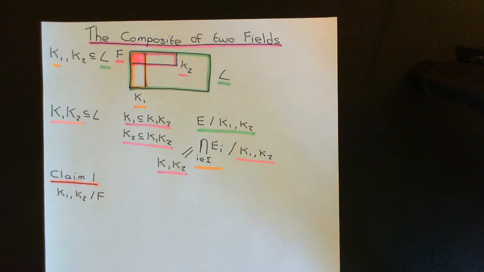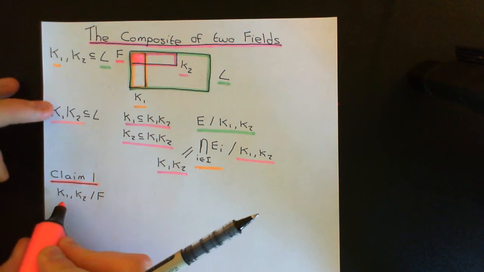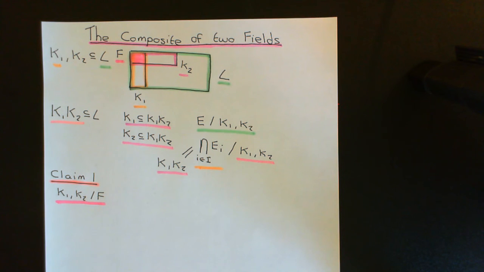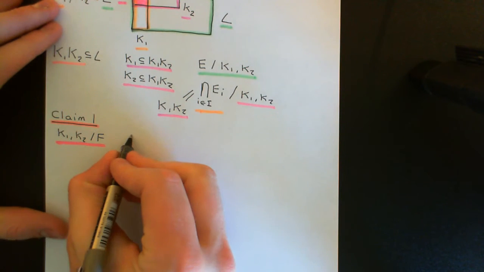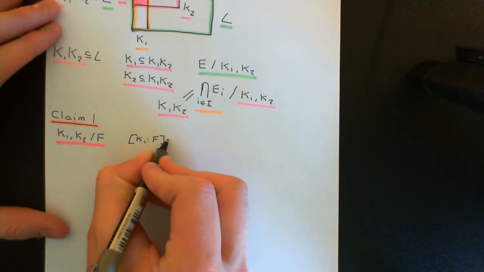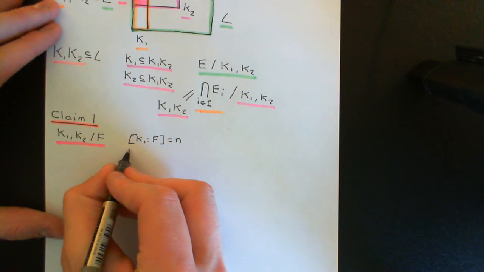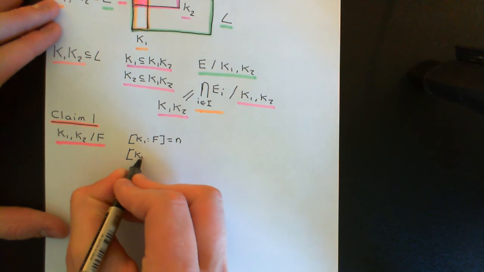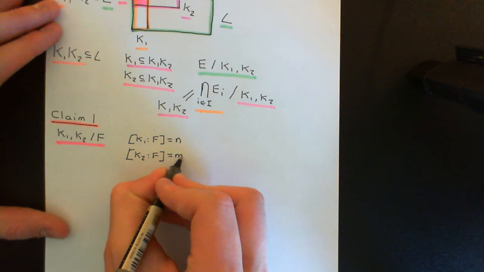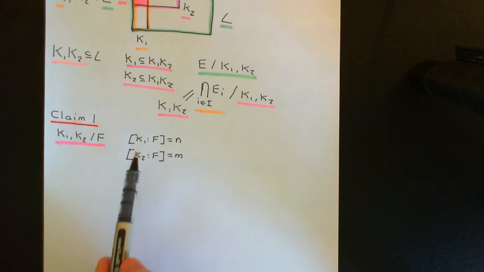Okay, so we're now going to imagine that both K1 and K2 are themselves field extensions of F. Okay, we're also going to imagine that they are finite field extensions of F, i.e. that the degree of K1 over F is equal to some finite natural number, which I'll call little m here, and that the degree of K2 over F is also equal to some finite natural number, which I will call m.